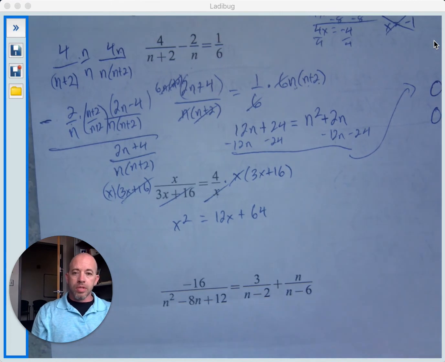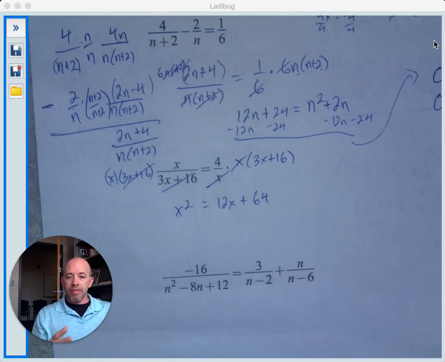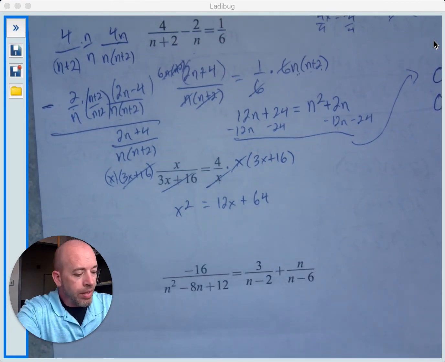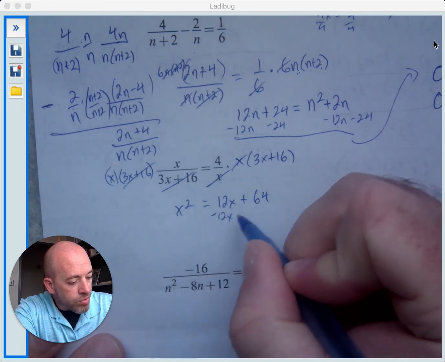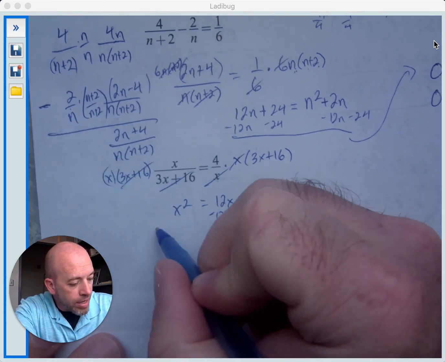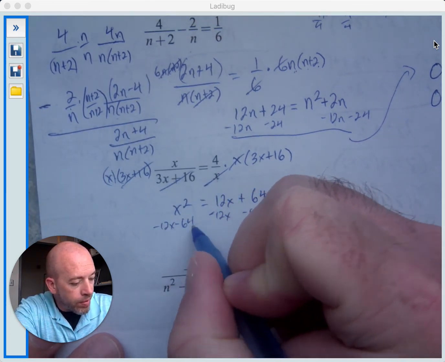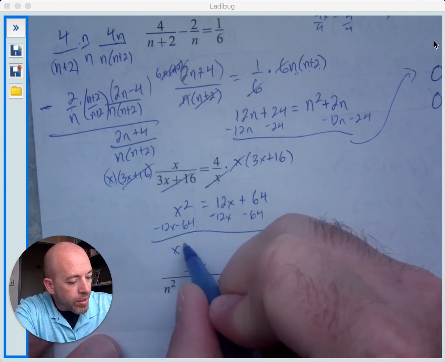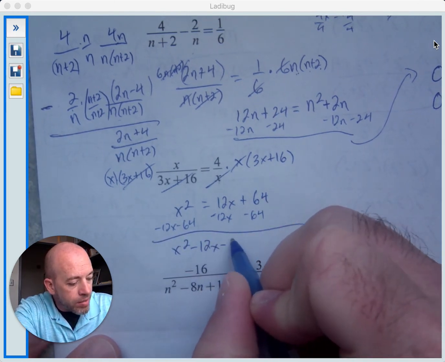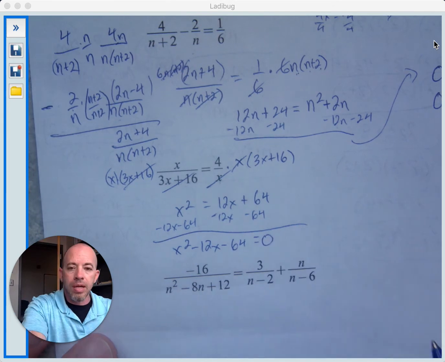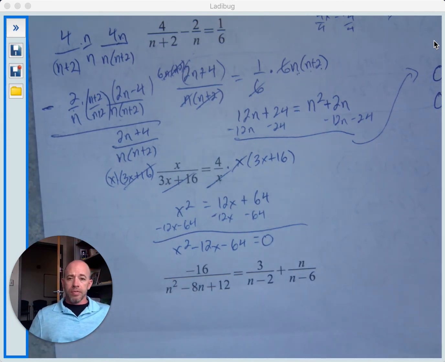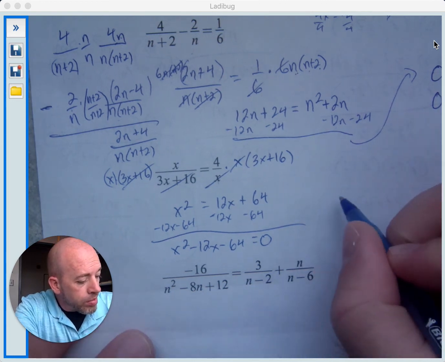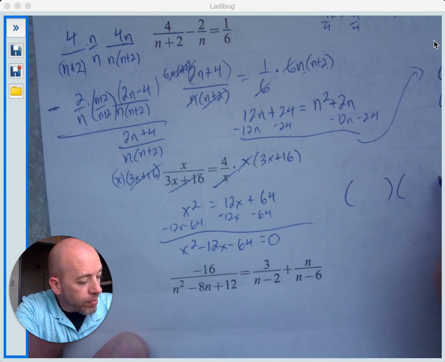All right, so to solve this, we have an x squared. We need to get everything on one side, see if we can factor it. So I subtract the 12x, subtract the 64. And I get x squared minus 12x minus 64 equals 0. Can we factor this? We need two factors of 64 that will give us 12 in some way. I think 16 and 4 somehow, right?